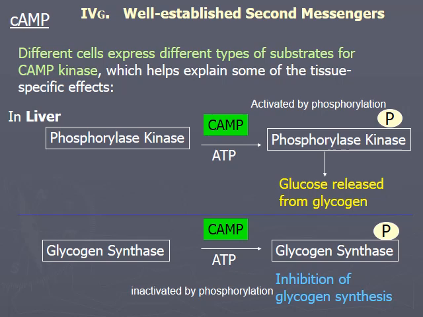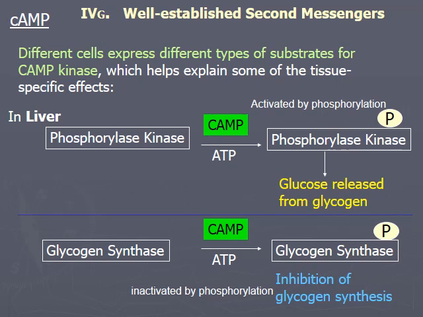On the other hand, the enzyme glycogen synthase in the liver, when it gets phosphorylated by cAMP kinase, is inhibited. And so phosphorylation of glycogen synthase is an inhibiting response. Phosphorylation of phosphorylase kinase is a stimulating response. Phosphorylation can stimulate, phosphorylation can inhibit. It depends on the enzyme, it depends on the tissue.